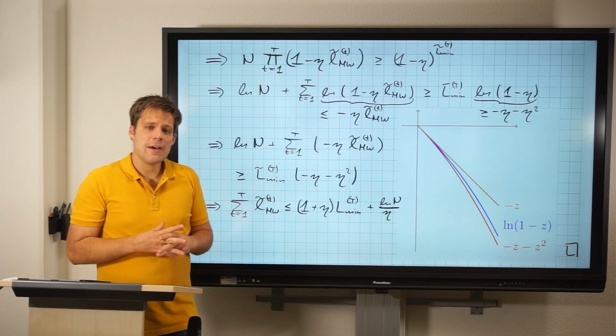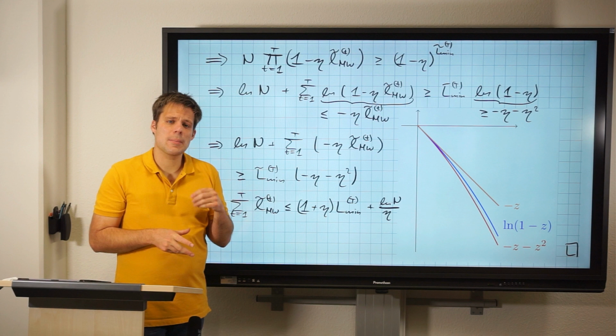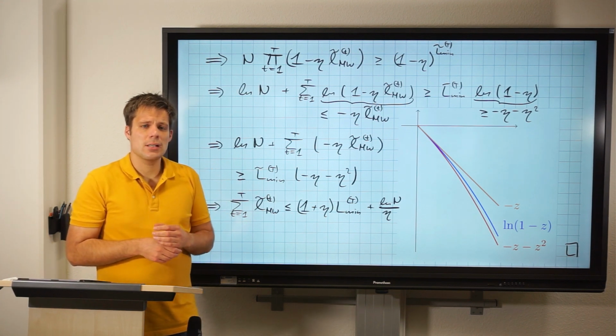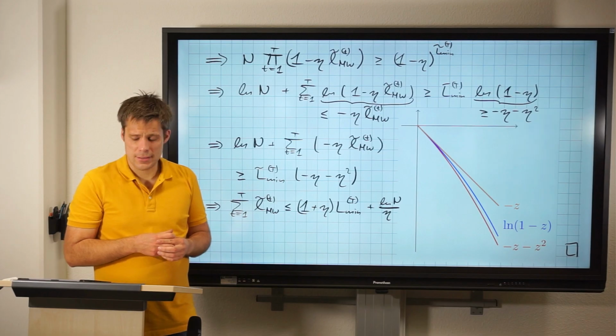But what we still haven't done so far is talking about the adaptivity of the adversary. And this is exactly what we will be doing next.